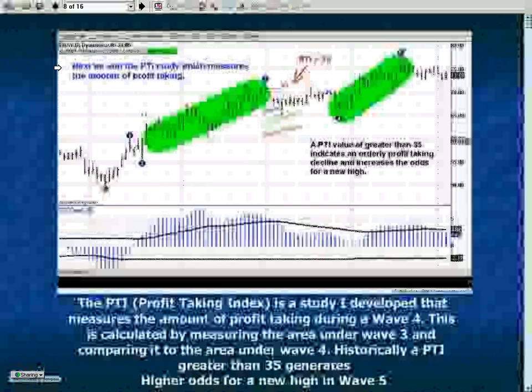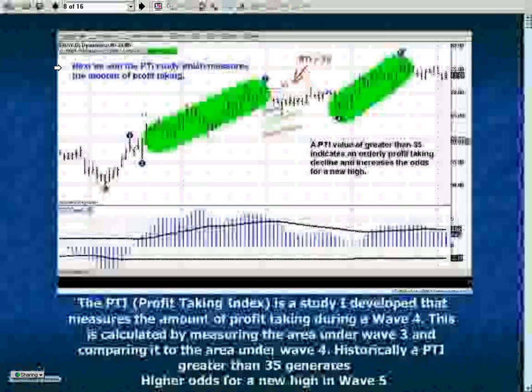And now we add the profit-taking study, or the PTI, which measures the amount of profit-taking. A profit-taking index of greater than 35 indicates that there is orderly profit-taking going on, and the odds are very high for a new high.